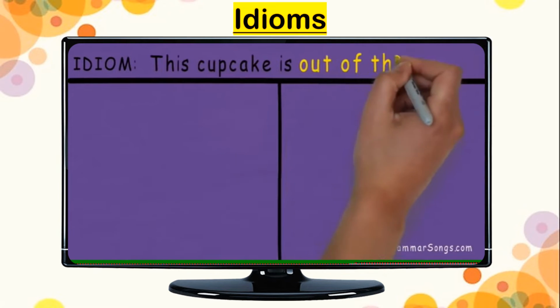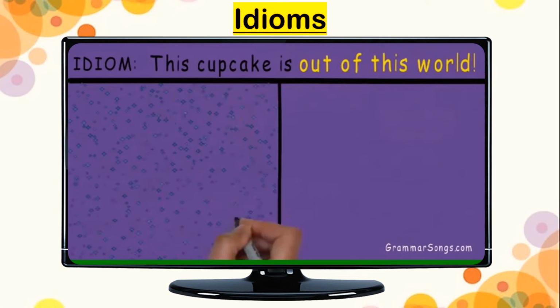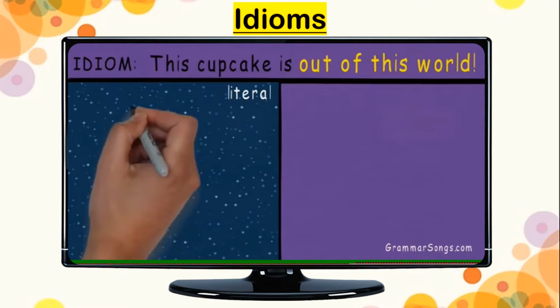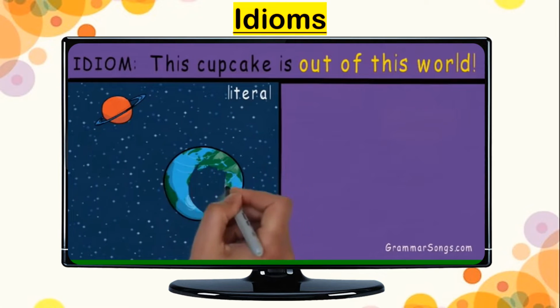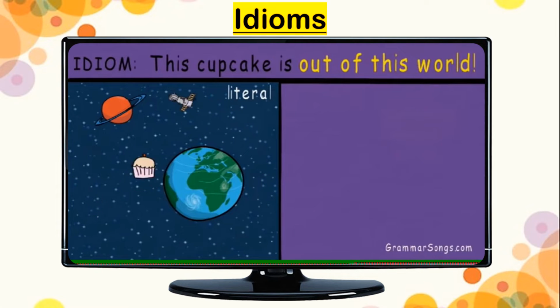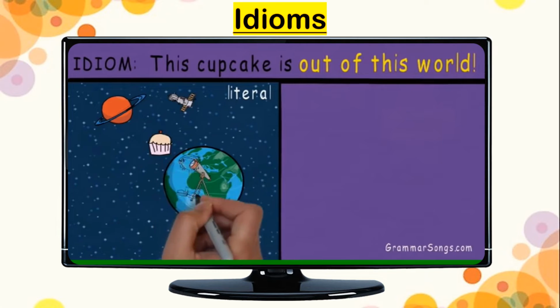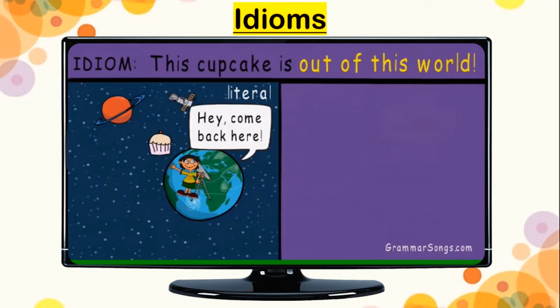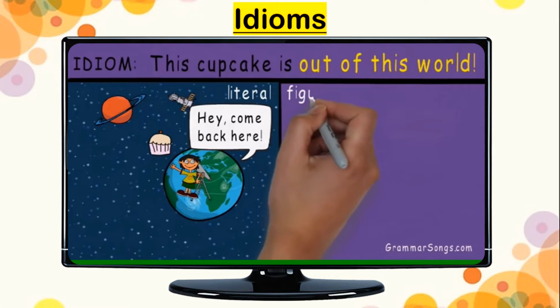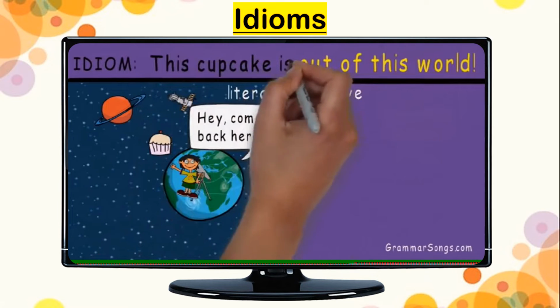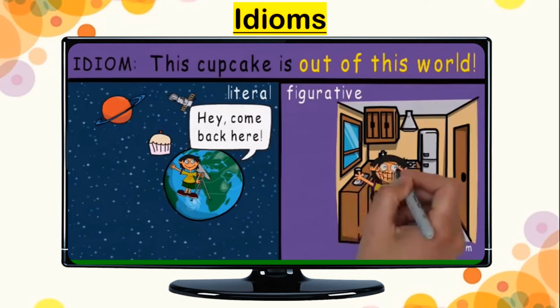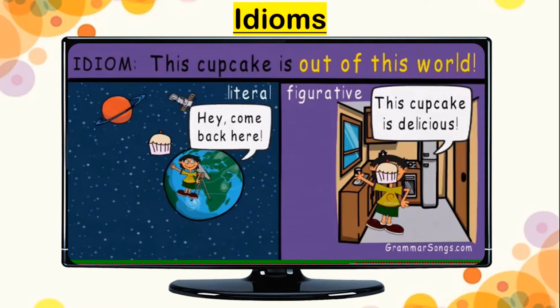This cupcake is out of this world. So a literal interpretation of these words would cause you to believe that a cupcake is floating around in outer space. Hey, come back here! But of course, idioms are a form of figurative language. "This cupcake is out of this world" really means, "This cupcake is delicious! Yum!"